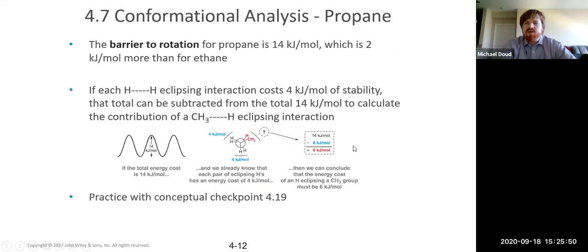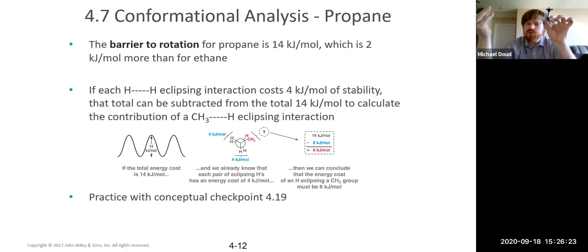So if we have this barrier to rotation that's 14 kilojoules per mole, let's take a look. We know that each of these hydrogen-hydrogen interactions, the one on the right here and the one on the left over here, each costs 4 kilojoules per mole. That adds up to 8 kilojoules per mole, but the total cost is 14 kilojoules per mole. That means the torsional strain from the hydrogen-methyl group interaction must account for the rest of it. In other words, 6 total kilojoules per mole.